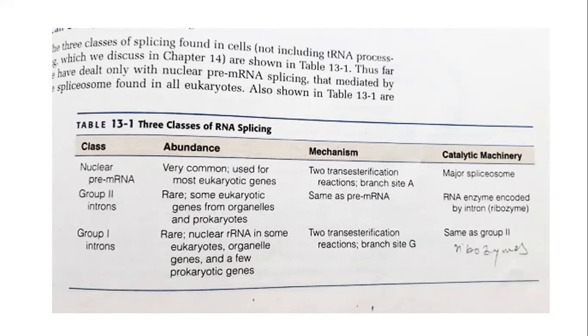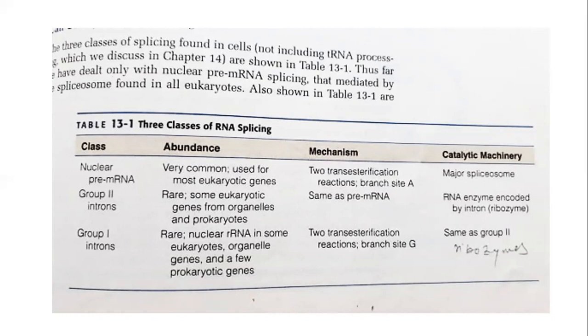The second one is the group 2 introns, which is rare, and some eukaryotic genes from the organelles and many prokaryotes follow group 2 intron splicing. The mechanism is the same as the pre-mRNA, and the RNA enzymes known as ribozymes are the main catalytic factor for this splicing.